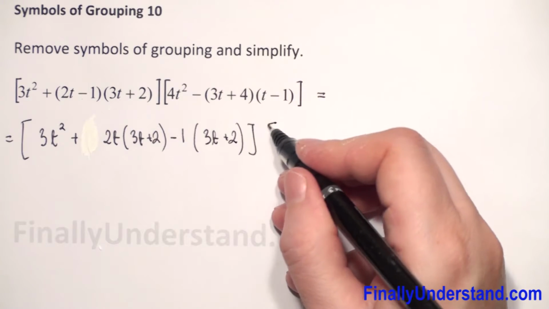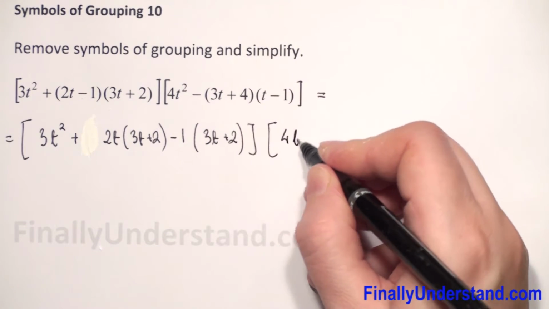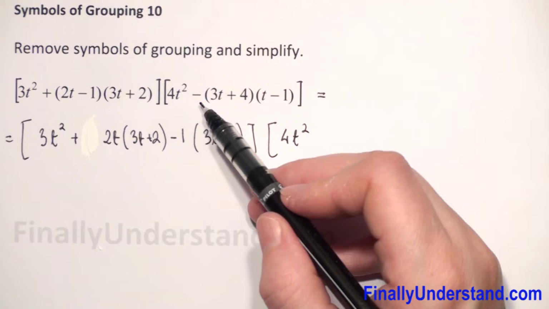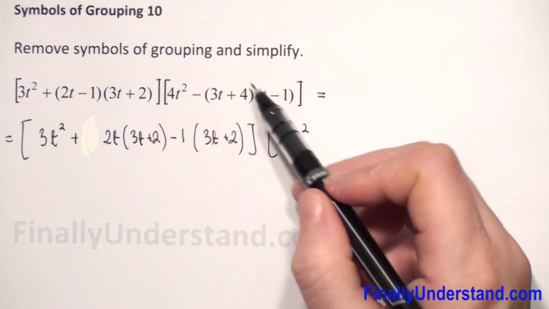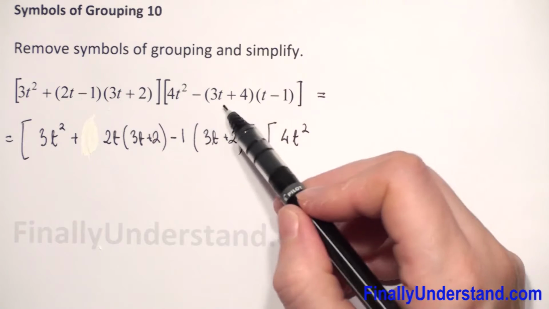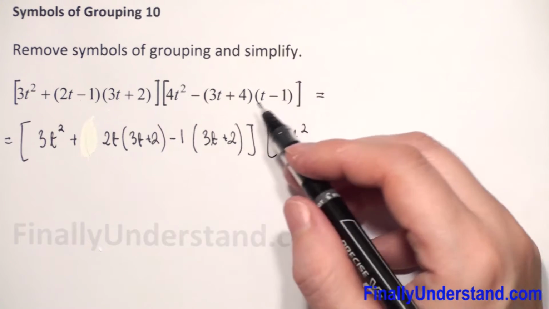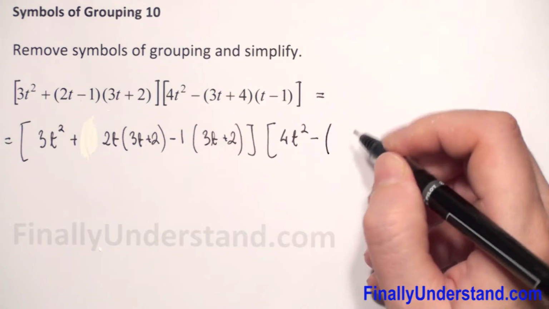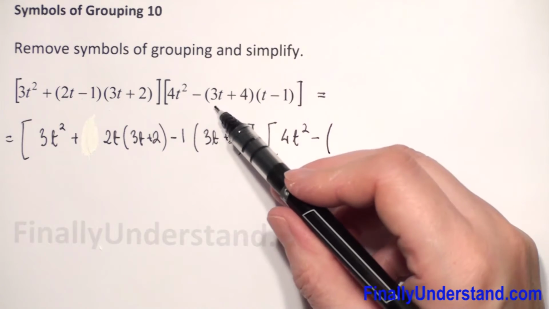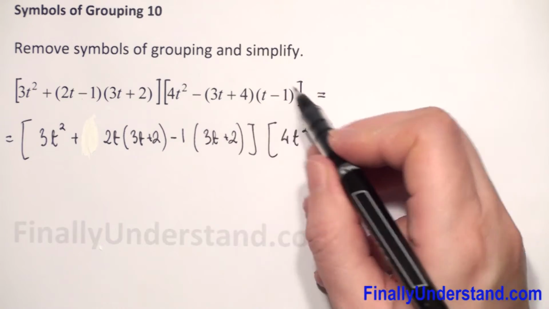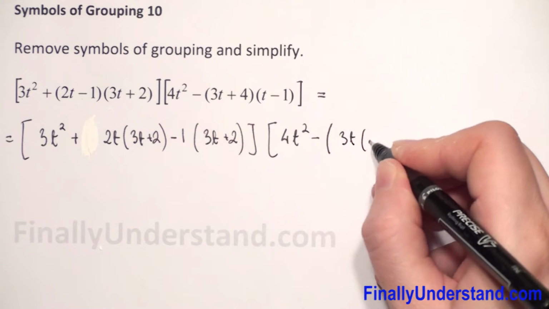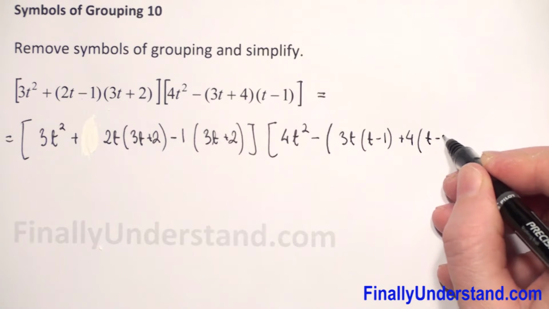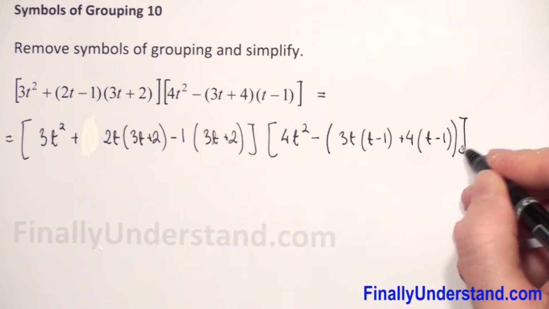Close brackets. Now we have to open brackets and we have 4t squared we have to copy, and now because we have here negative sign, it means we have to change the sign of the expression which we got from the multiplication here, because we have to multiply first these two parentheses. So first I will copy this negative sign and I will open again parentheses. So now we have to multiply first 3t times this whole expression in the second parenthesis. And now we have positive 4 times t minus 1. Close parenthesis, close brackets. This is equal.